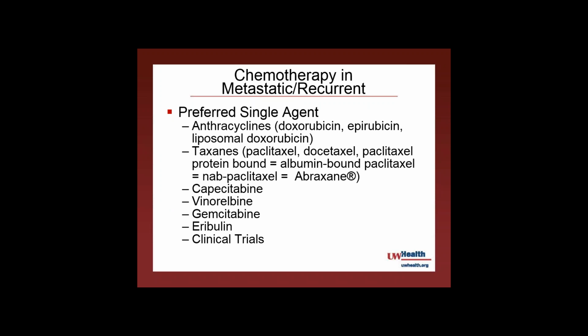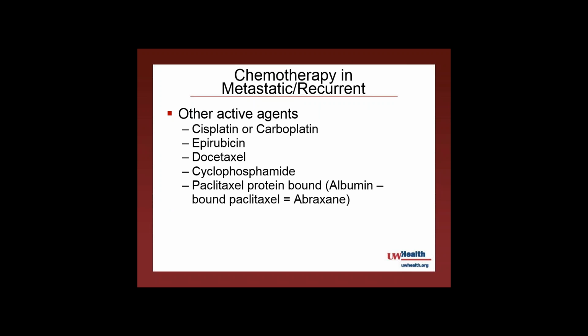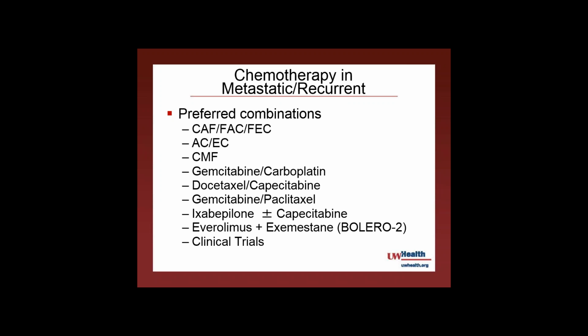So chemotherapy: I have lists here of chemotherapy that can be used in the metastatic or recurrent setting. The preferred single agents are listed here. And I always have clinical trials on the bottom because they're useful, particularly for recurrent. The other active agents are listed here. So you have a lot of things that you can rotate through in metastatic breast cancer, and even if they haven't progressed, but they're really suffering toxicity-wise from a particular agent, they can move to something else.